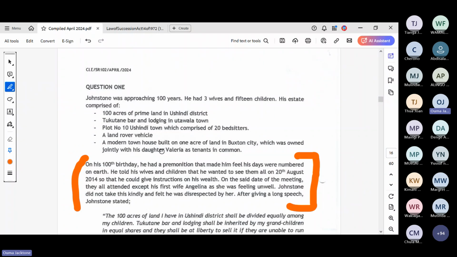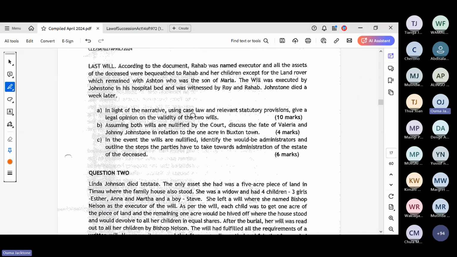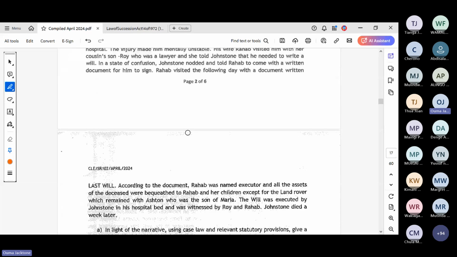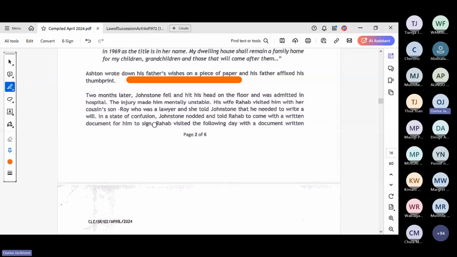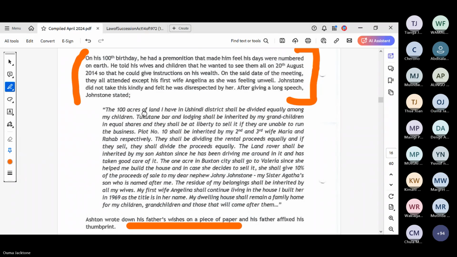3 wives, 15 children. Okay. Now, in that case, the question is asking you to identify the would-be administrators and outline the steps. So tell me, who will be the administrators in this question and what are the steps they need to follow to administer the estate? Quickly. Cherono.